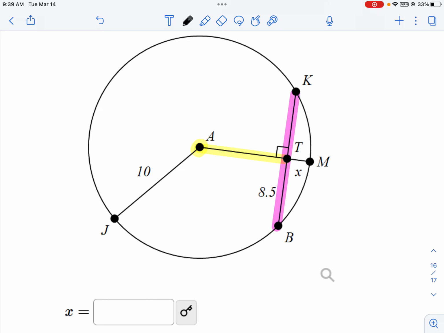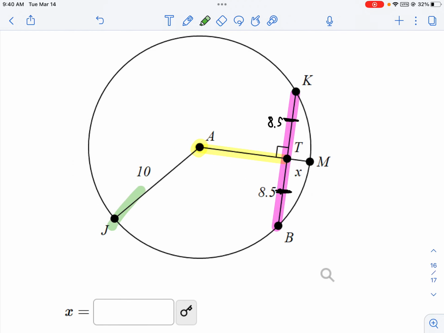And a midpoint means that whatever that distance is from K to T is going to be the same distance from T to B. So we're told that that's 8.5. We automatically know that that is also 8.5 on the other side. Okay, so that's some important information.